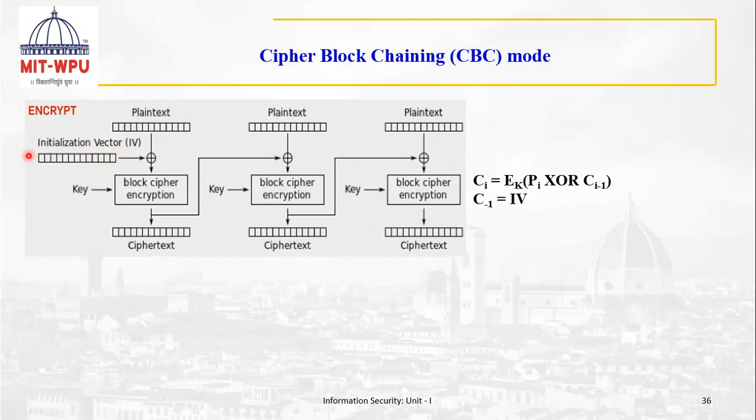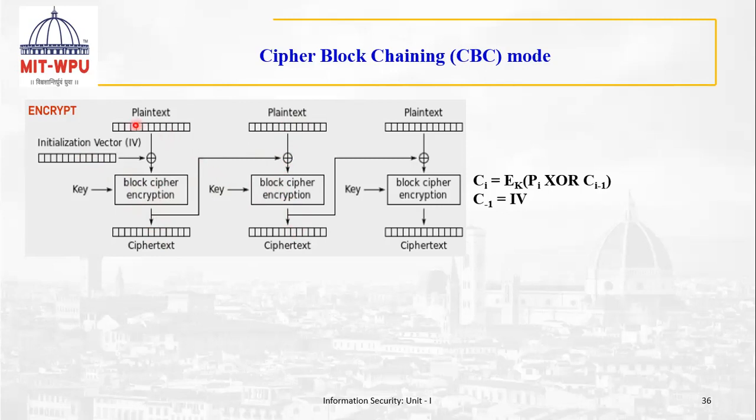Now, this is a random value that we are using. We use a random function which generates this data. That data will be XORed with the plain text, and then the ciphertext is created. Now for the next block, instead of the initialization vector, the ciphertext itself becomes the initialization vector for the next block. So the next block will be XORed with the ciphertext, and then the new ciphertext will be created.